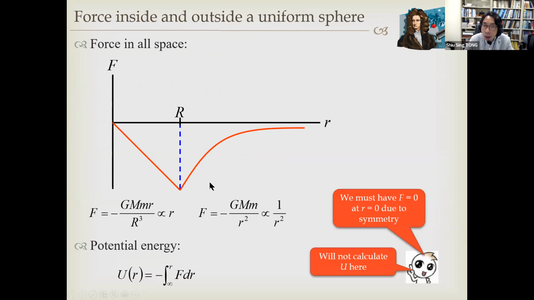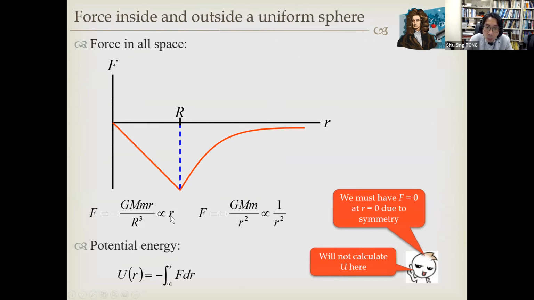Now here is a graph illustrating the force versus distance. When I am outside the solid sphere, the force is exactly 1 over r squared, just like a point mass at the center. So it's simply a 1 over r squared dependence, as for a point mass. And inside the sphere, there is a very peculiar dependence.